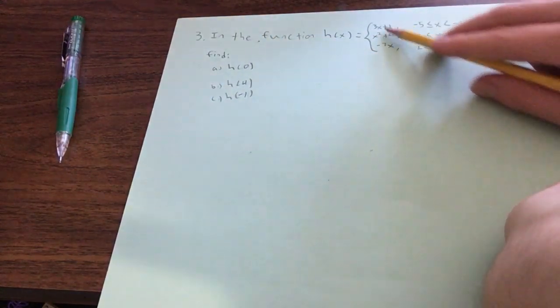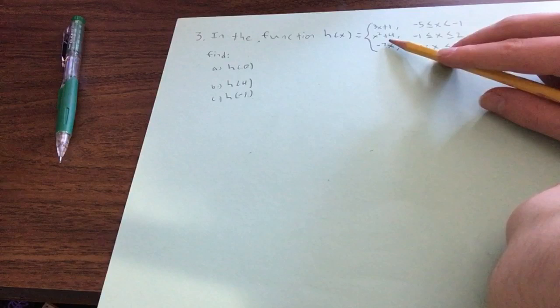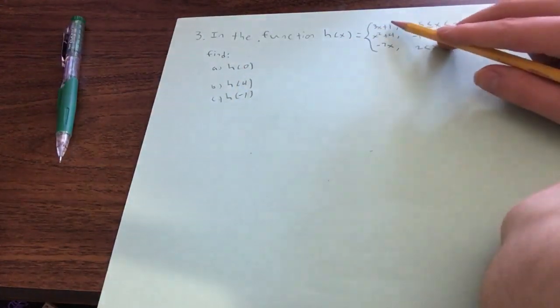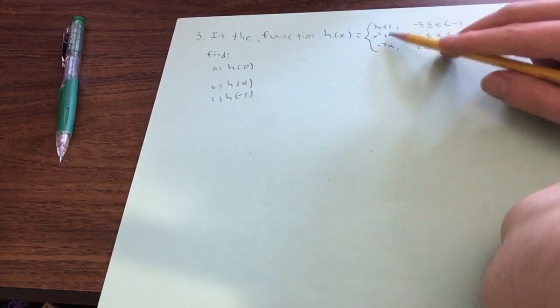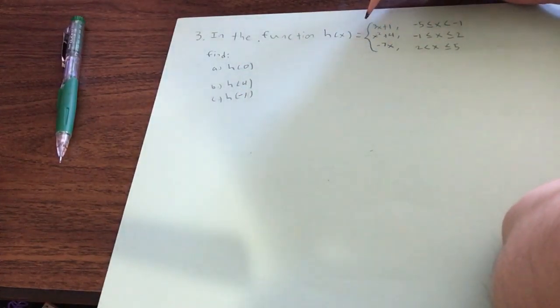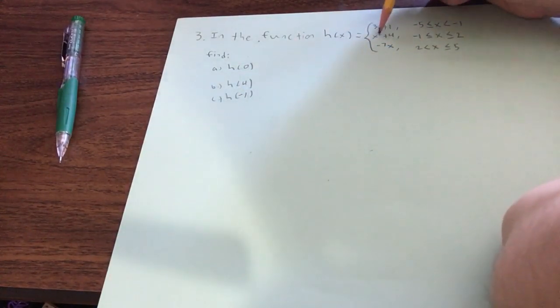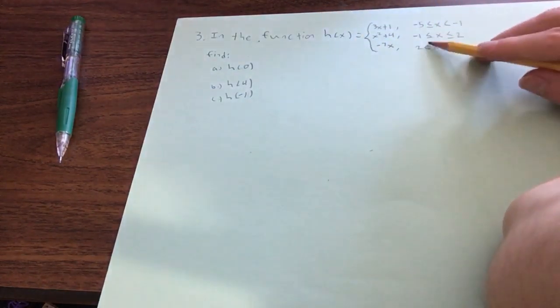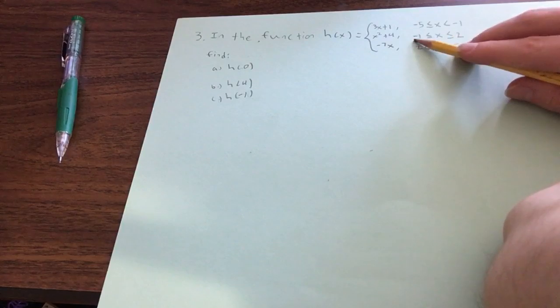These equations are all working equations, but for h of 0, you can only plug it into the equation that has that domain. So I know that domain is this middle equation, x squared plus 4, because the range here is in between negative 1 and 2.